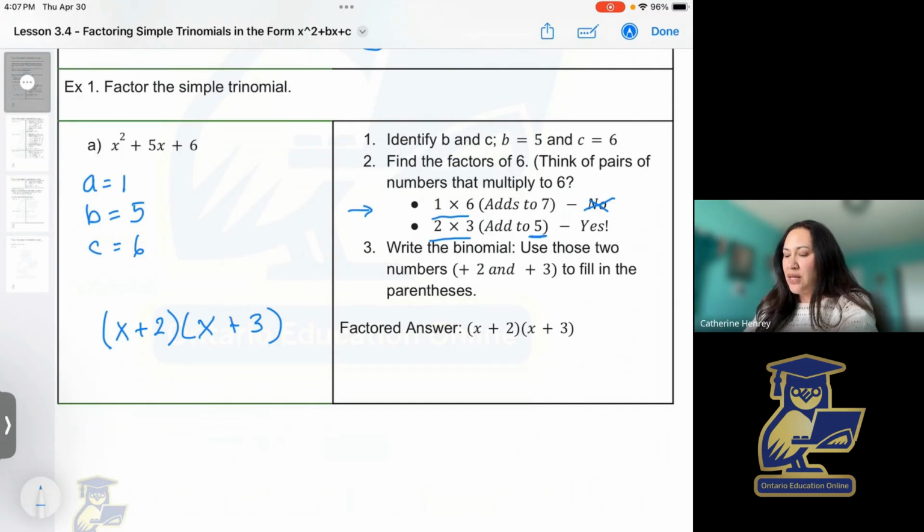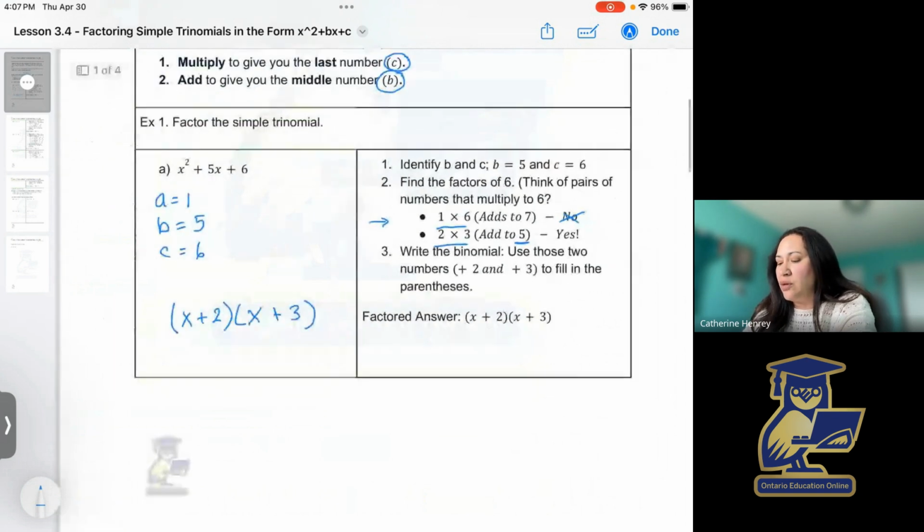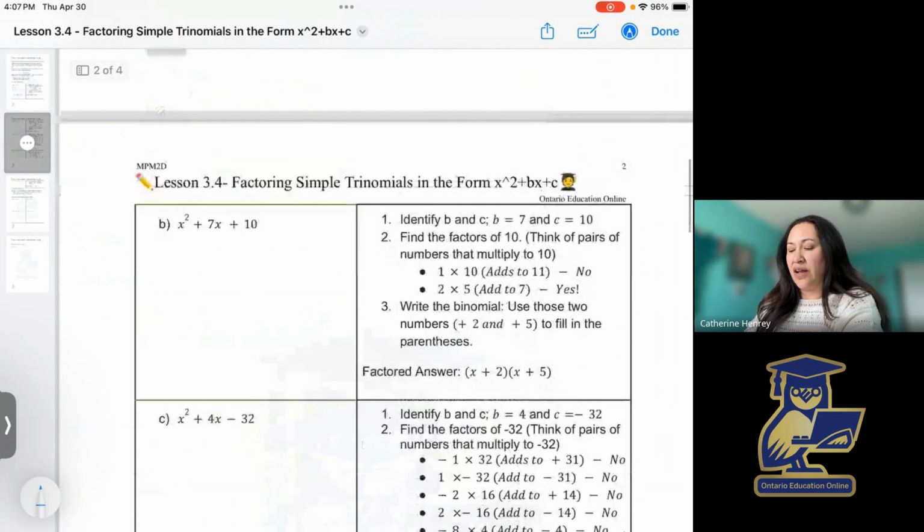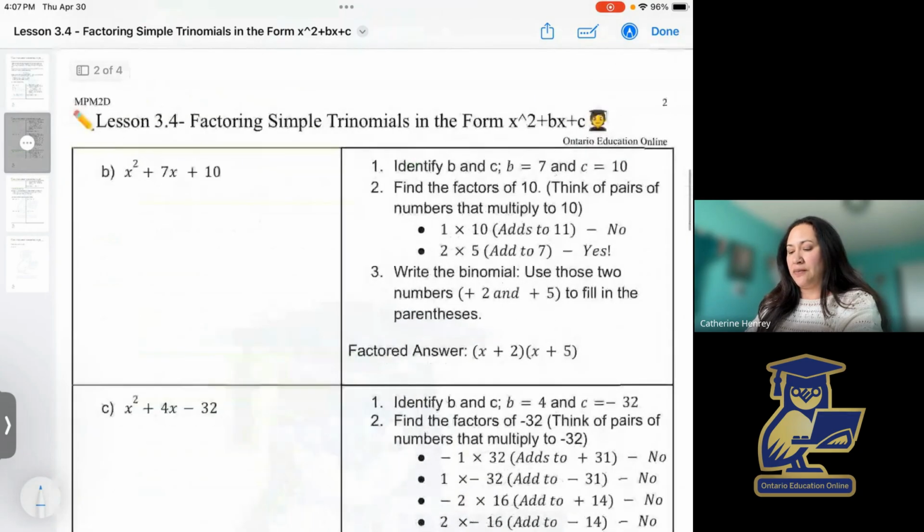It seems pretty easy, but what makes this really easy is having a good grasp on multiplication tables, because then when you start thinking of your factors of bigger numbers, it gets a little easier and you get quicker at it. But overall, with practice, you will start to see factors quicker.